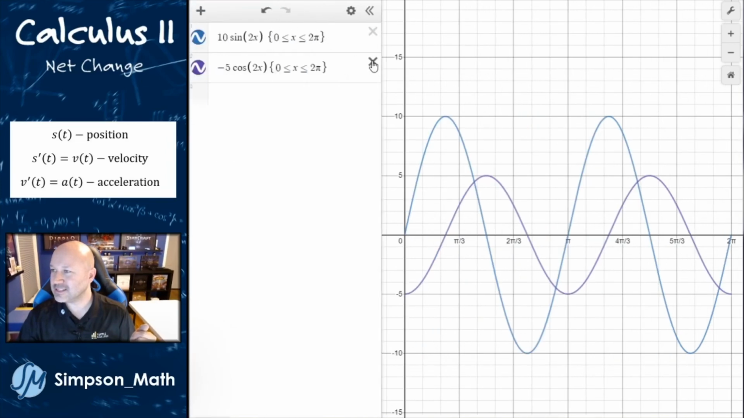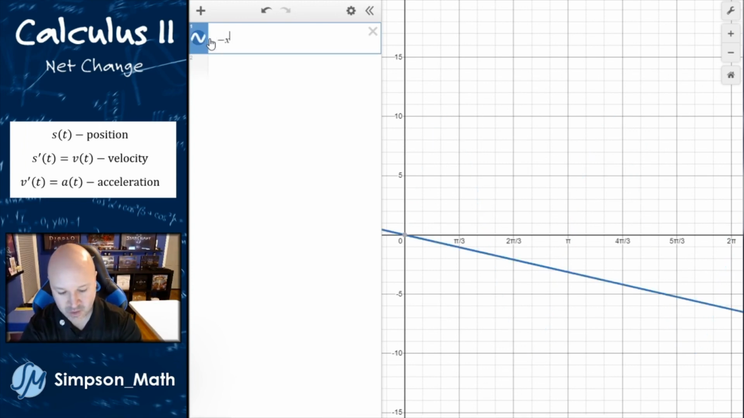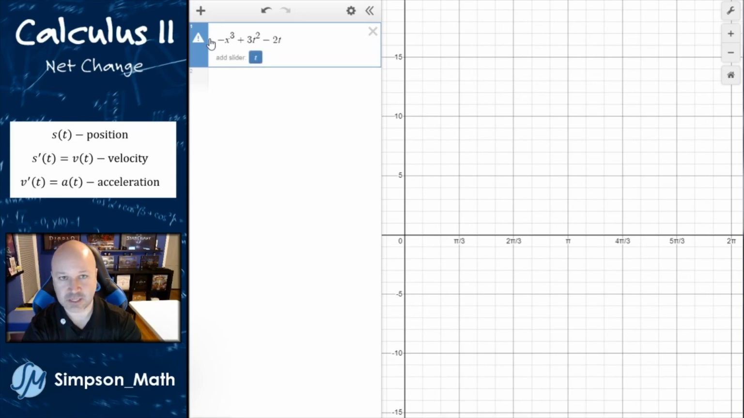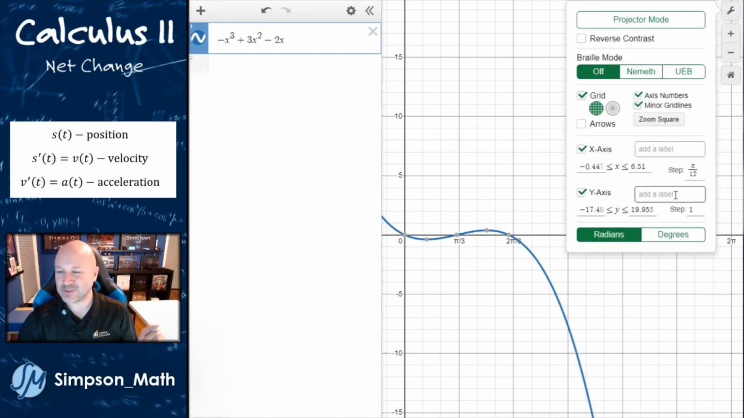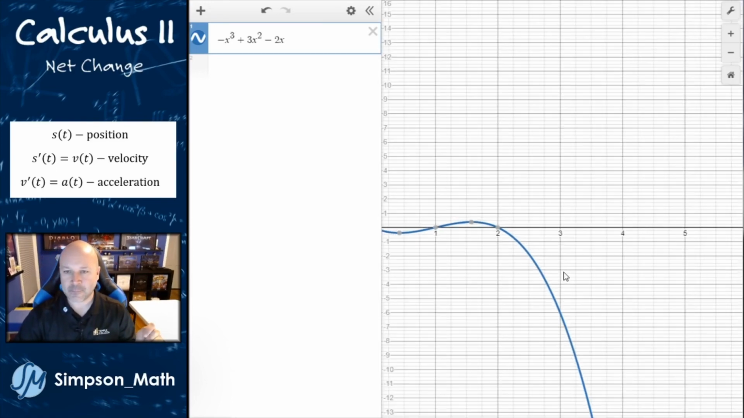Let me clear these out. I'm going to type in the velocity function first. That was the negative t cubed plus 3t to the 2nd power minus 2t. And we graph this. Oh, sorry, Desmos. Let me change my y-axis back to what it should be. Let's just use normal numbers here. There we go. That looks good to me. And that's what we graphed.